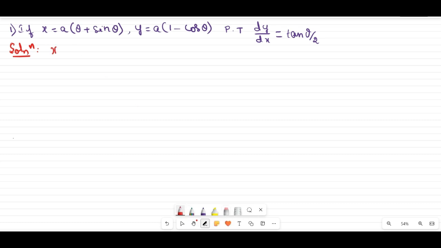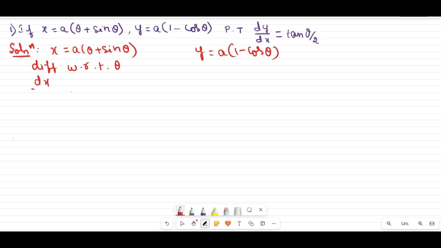So let us consider the question I have written there. x is equal to a into theta plus sin theta, y is equal to a into 1 minus cos theta. Observe that in both x and y, the parameter is theta. So we must differentiate x and y both with respect to theta. Let us differentiate x with respect to theta.